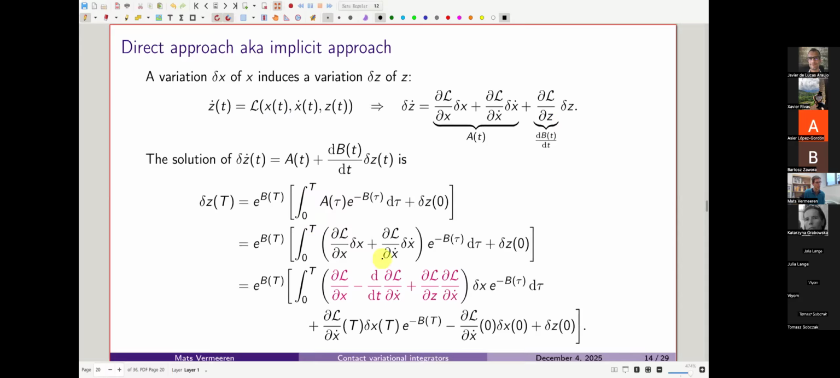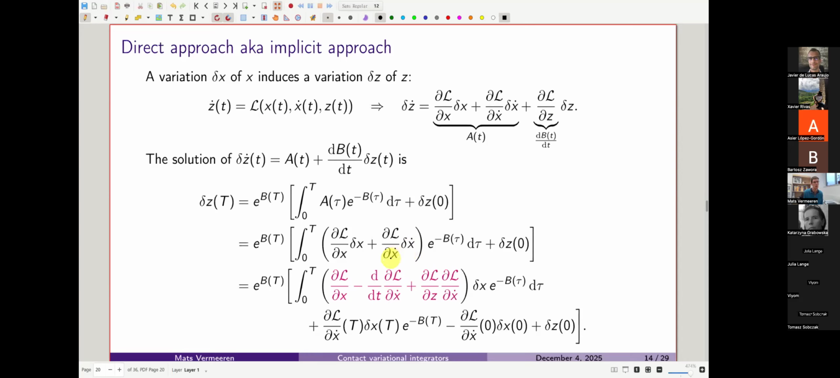For our definition of A, that becomes this line. So we have an expression kind of like the intermediate step in the usual calculus of variations, where we have a delta x and a delta x dot. So we want to integrate by parts so that we only have delta x. But because this whole thing here is multiplied by this exponential of minus b, the integration by parts gives us two terms on the next line instead of one.